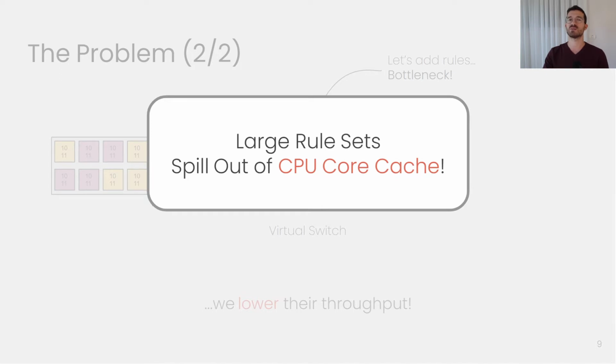Large rule sets spill out of CPU core cache, causing expensive L3 cache accesses. Just to understand the impact, L3 cache access time is 10 times slower than that of L1 cache. This is devastating for packet classification. You may ask yourselves, how bad is it? Well, let's look at a real example.